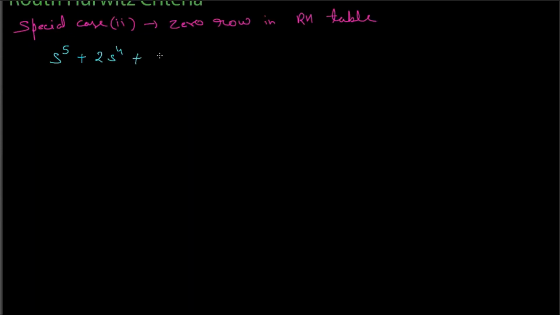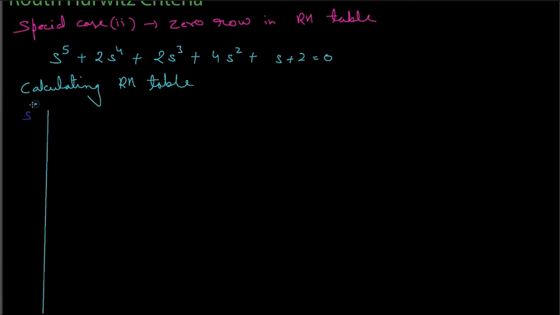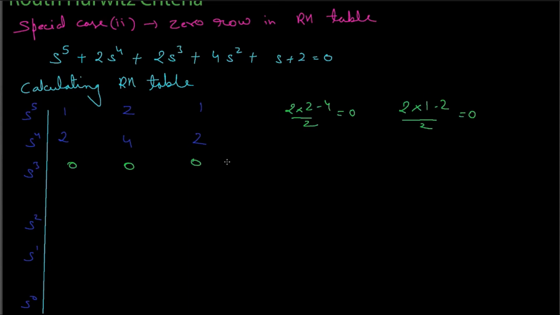Let's take another example for the same case. Here we will have a slightly higher polynomial. We will construct the RH table as we did earlier. Now here, for the s raised to power 3 row, we will get all zero elements.